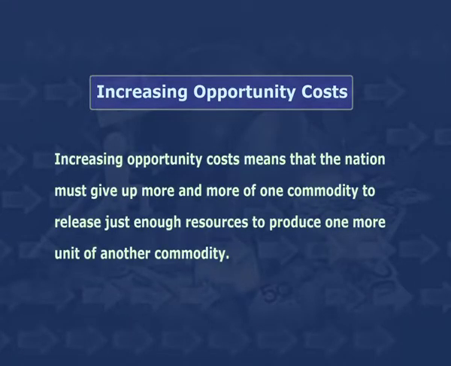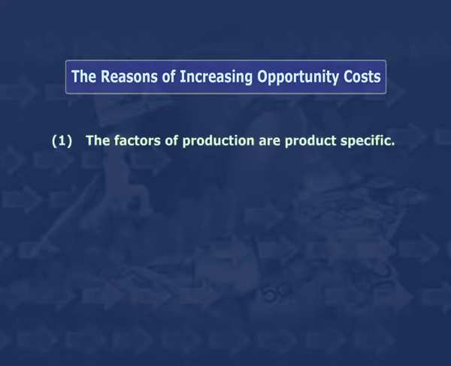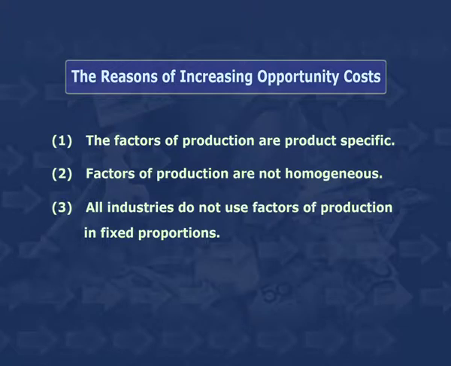Increasing opportunity cost means that the nation must give up more and more of one commodity to release just enough resources to produce one more unit of another commodity. In case of increasing opportunity costs, the production possibility frontier is concave to the origin. Now, let us understand the reasons for increasing opportunity costs. The factors of production are product specific. Factors of production are not homogeneous. All industries do not use factors of production in fixed proportion.